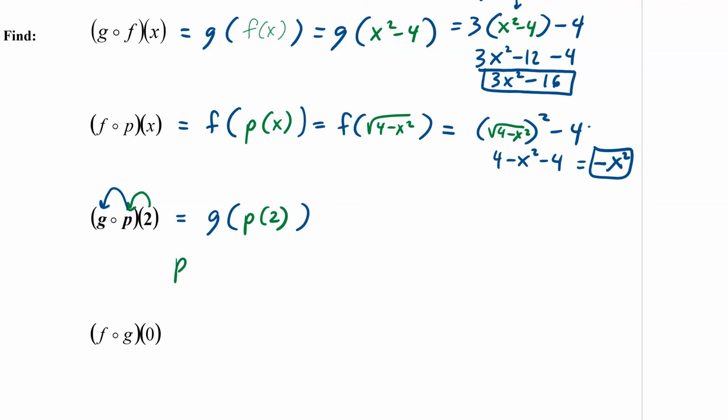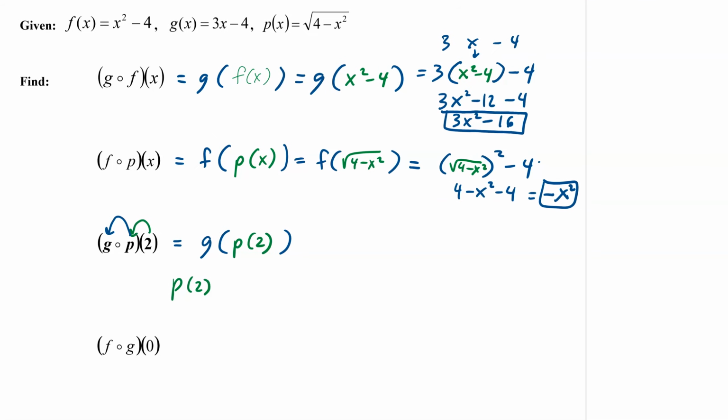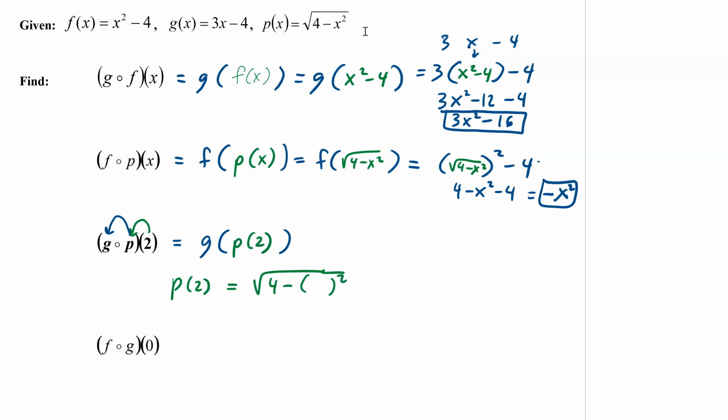So the first thing we need to find is p of 2. If you look back at our functions up there, there's no p of 2. There's p of x, and so that's what we're going to use. P of x is equal to the square root of 4 minus x squared. So that would be, again, square root of 4 minus parentheses squared. And then our input here, I'm actually going to change to red so that you can see it. That's a 2. Let's make this a little bigger. Now when we plug it in, it would look like this. So there we go. It's like Christmas.